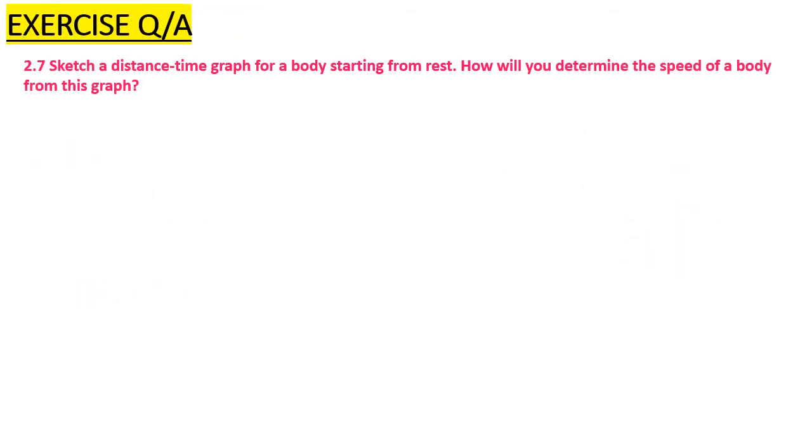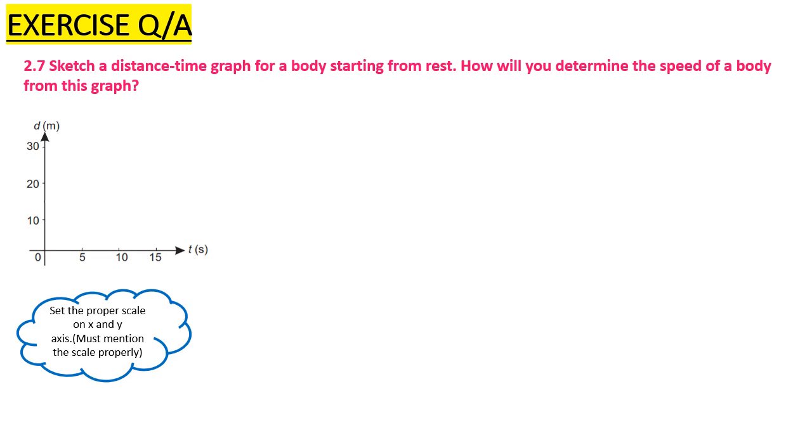Now we will do the exercise question answers. Question number 2.7 is: sketch a distance time graph for a body starting from rest. How will you determine the speed of a body from this graph? So first of all we have to sketch the graph, and then we will find out the speed of the body from that graph.